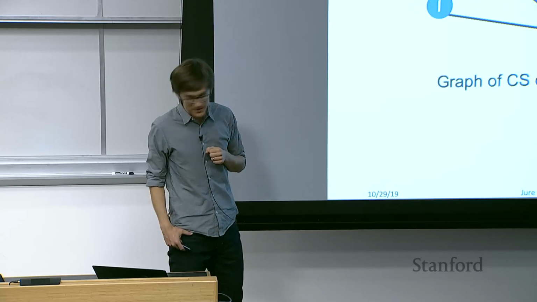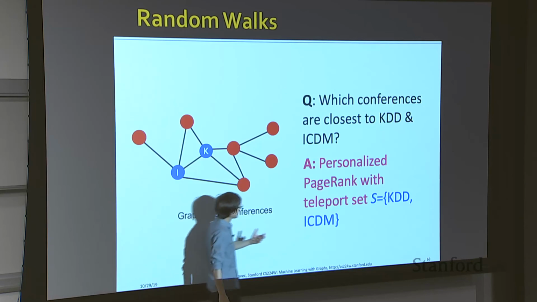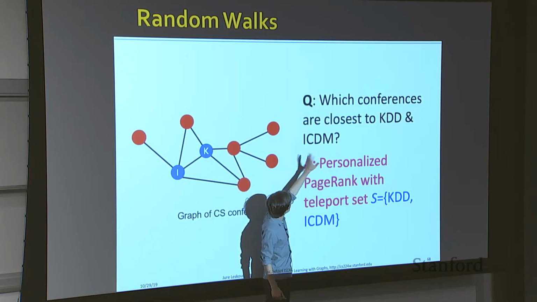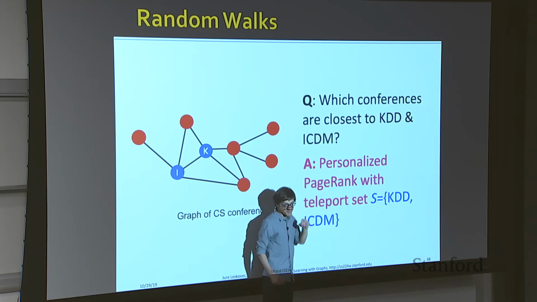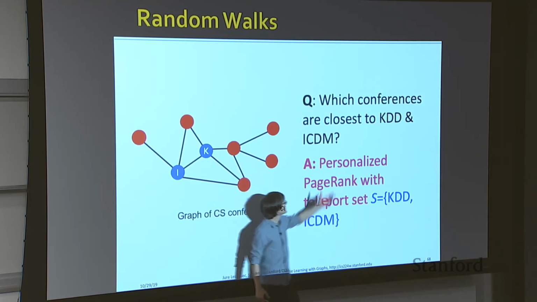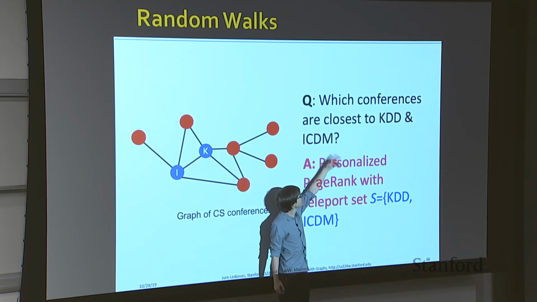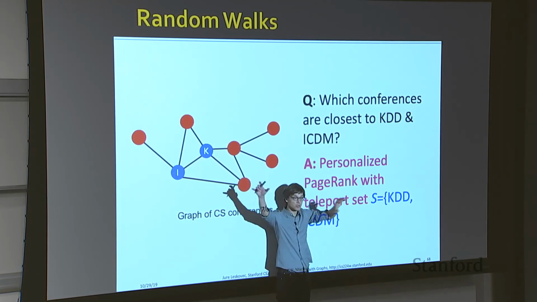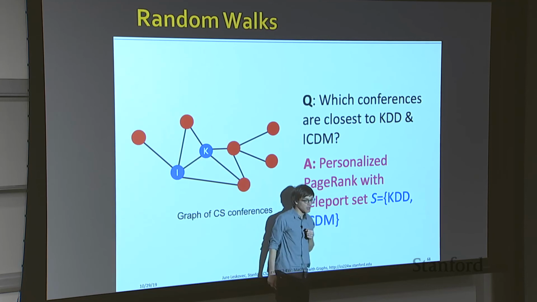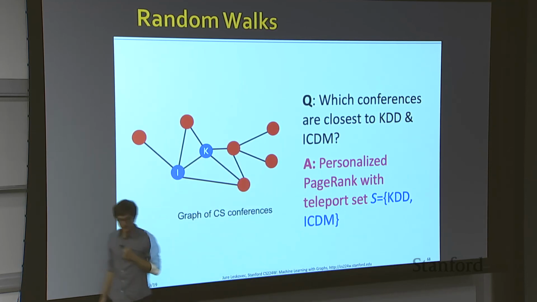To show you an example, I said, given my graph, what are the closest conferences to ICDM? I can also ask more complex queries. I can ask, what are the closest conferences to KDD and ICDM? So I can use multiple starting points to answer the query.